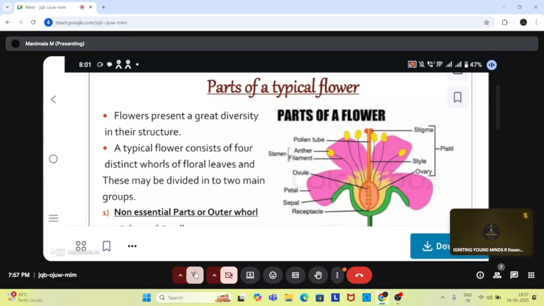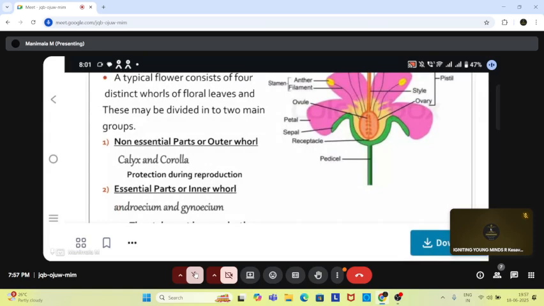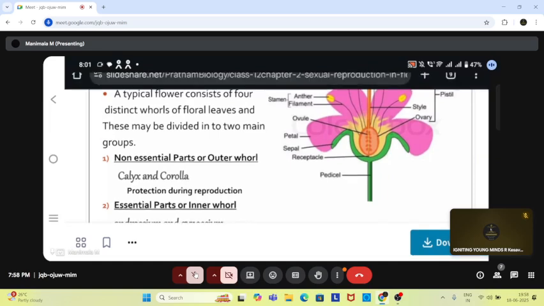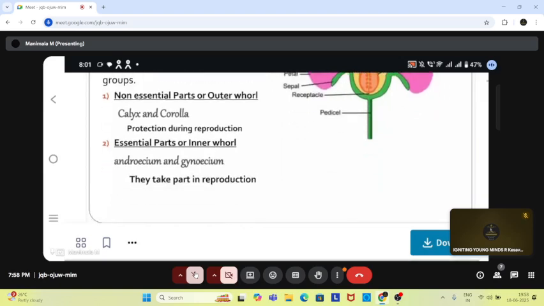And what are the non-essential parts? The parts not involved in reproduction, the two outermost whorls. One is the calyx and the other is the corolla. So this is about the main parts of the flower. Children, what are the two parts of a flower?